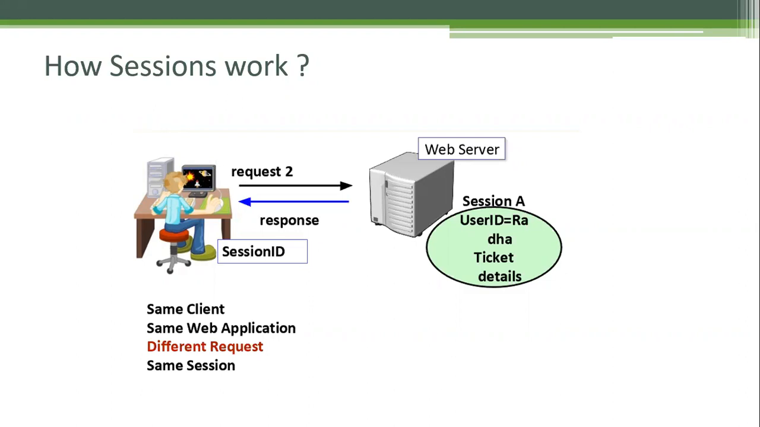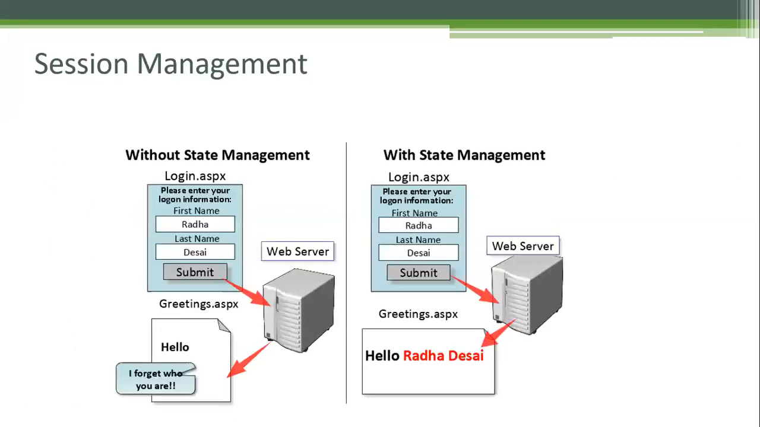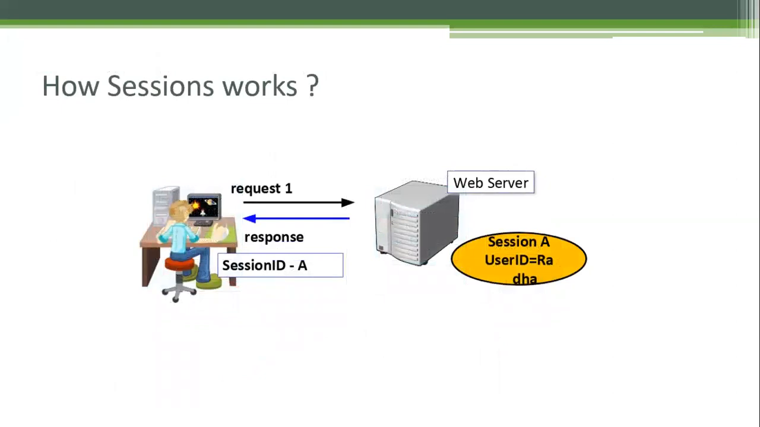When you make a request, the server will treat it as a first request. It will internally create a session ID and send that session ID to the client. When the client makes another request, if you don't pass that session ID, the server will again treat it as a fresh request, create a session ID, and pass it to the client.